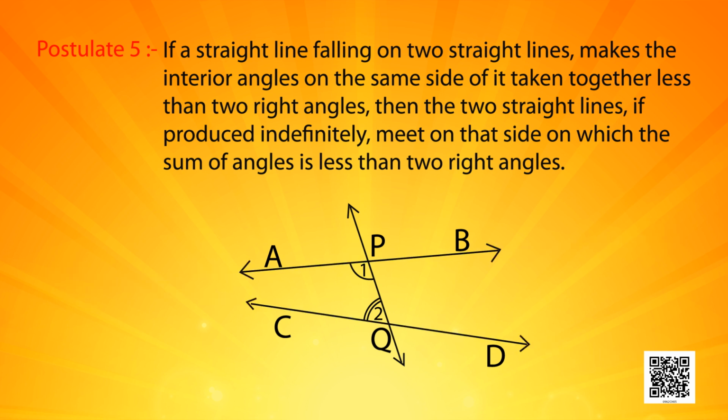So, it means the side where the sum of interior angles is less than 180 degrees, both lines AB and CD will be meeting on the same side, that is the left side of PQ. This explains Euclid's fifth postulate.